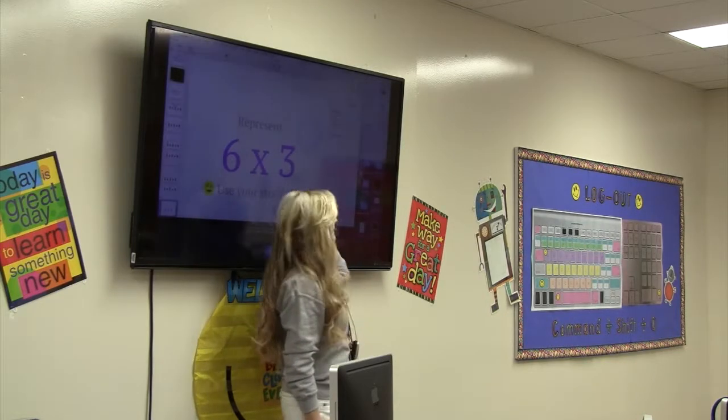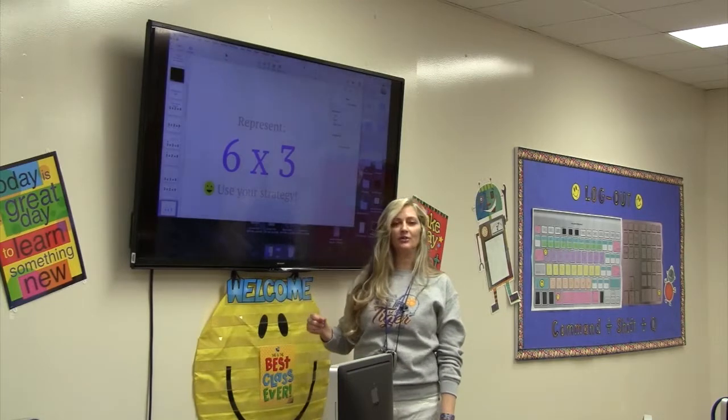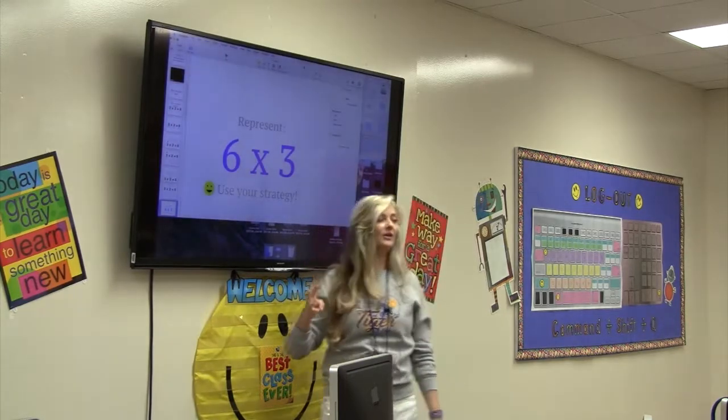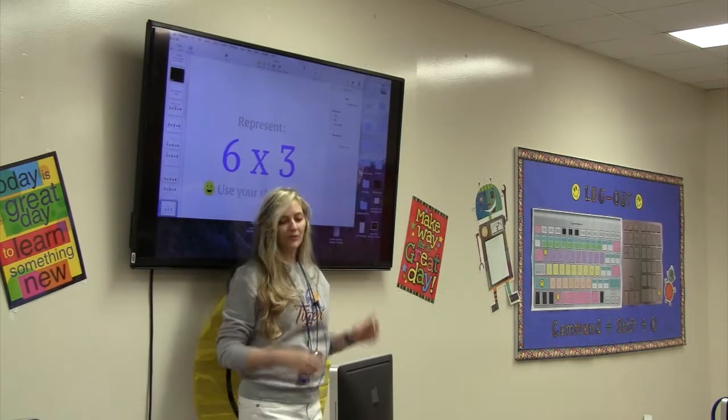You put the dots in there. How many are in each group? How many are in each group? 3. 3 are in each group. That's right. 3 are in each group. So we put 3 in each group.